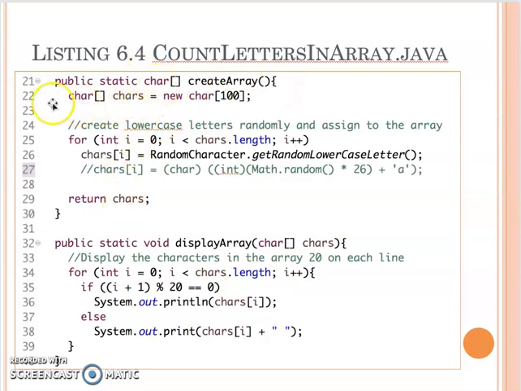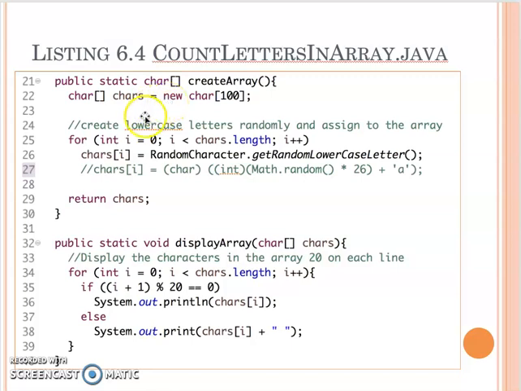That's why in line 22, in the method, we create a chars array. It is the character array data type. Then we create it using new with size 100. So after line 22, we have a character array with element size 100. Each element is a null character.